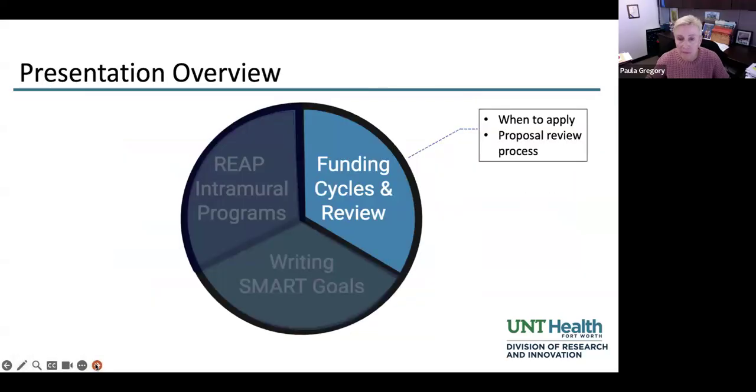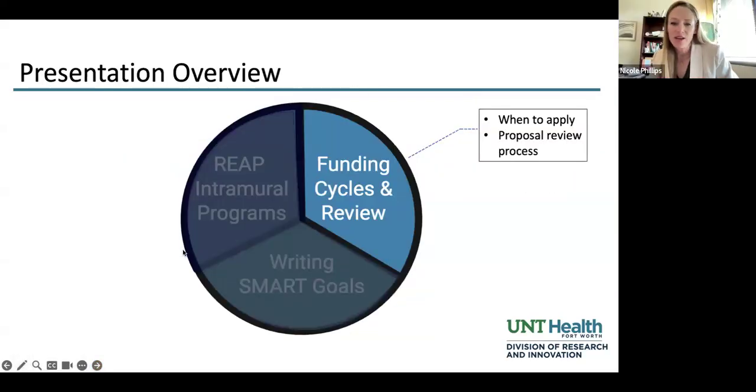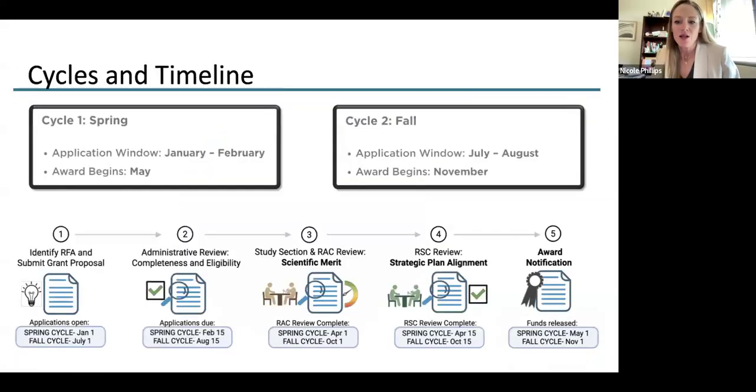Awesome. Okay, so let's move on and talk about the funding cycles and review. This is pretty self-explanatory. I don't think we need to talk about it a ton.